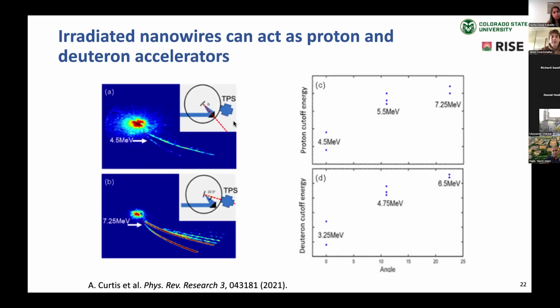And we measured maximum proton energies of 4.5 MeV and deuteron energies of 3.25 MeV. But then when we irradiate it from a 22.5 degree angle and measure normal from the target, we got proton energies of 7.25 MeV and deuteron energies up to 6.5 MeV.